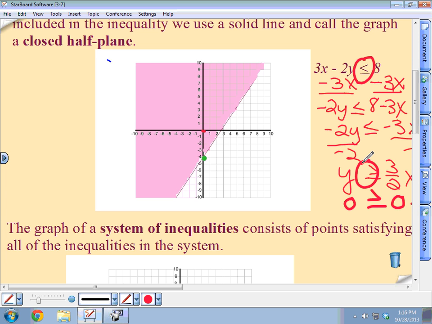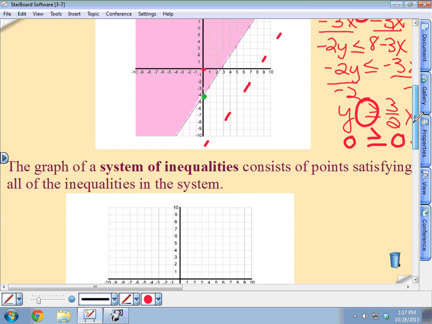Now when I was doing it on the Starboard, you see little gaps. I tried to color it in as much as I could. If I tried to color too much, it would erase all the numbers and look weird. But it goes right up to that line. But notice that if it was just a less than sign or a greater than sign, then that line would look like this, because that wouldn't be included. Okay? So all the points that fall on this line are also solutions, because when it's equal to that, it is also part of the solution. So that's why we have a closed line, a solid line, a closed half plane.